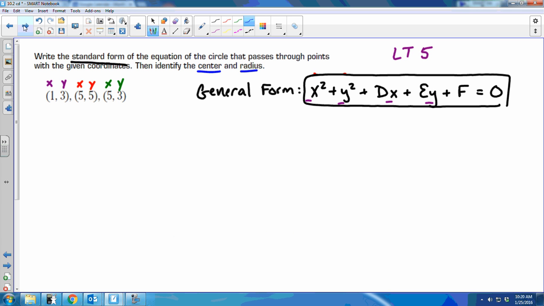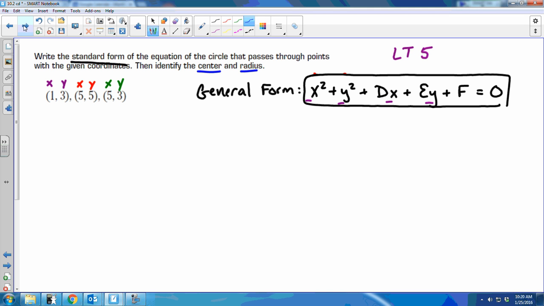In learning target 5, you're given 3 coordinates, and you're told that the circle passes through all 3 coordinates. If you were really lucky, you'd be able to draw those out and figure out what the radius was, but a lot of the times you can't. There's 3 random points on the circle. So we need to write an equation in standard form, and identify the center and radius from that standard form. There's a few steps to do in order to actually get back to standard form.